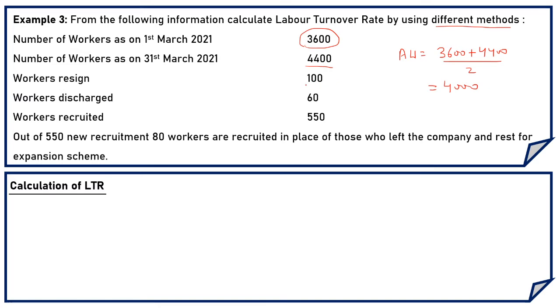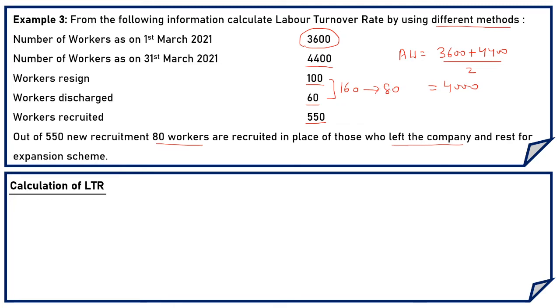Workers who resigned from their job are 100 and the company discharged 60 workers. So number of workers left are 160. Now the company recruited 550 new workers and out of these 550 workers, 80 workers are recruited in place of those who left the company. So number of workers replaced in place of 160 workers are 80 workers.